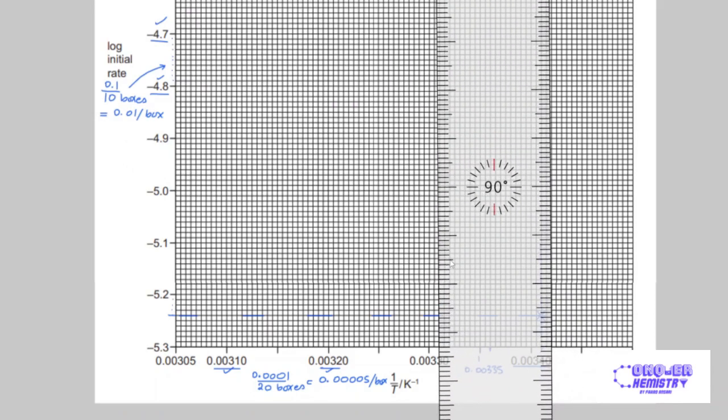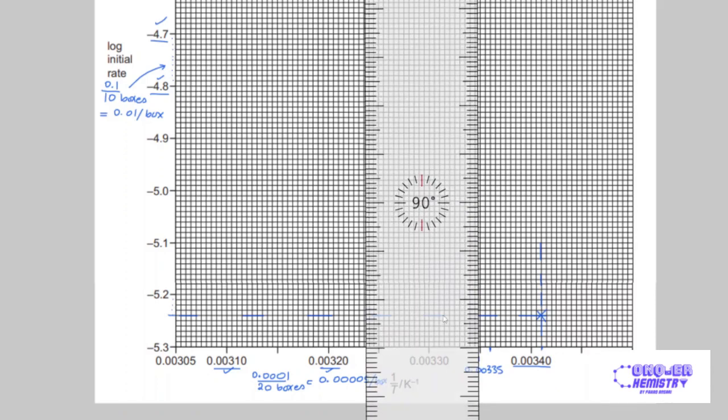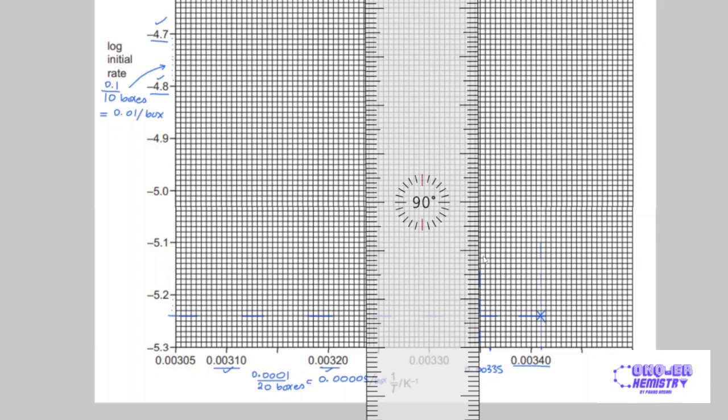Okay, let's plot another. So we have 0.00336. So this one is going to be 0.00335. All right. So two boxes after it is going to be 0.00336. Okay. So again, bust out our ruler. And 90 degrees, draw a vertical line, make sure that it is not too far away from the point where you want to draw this vertical line.